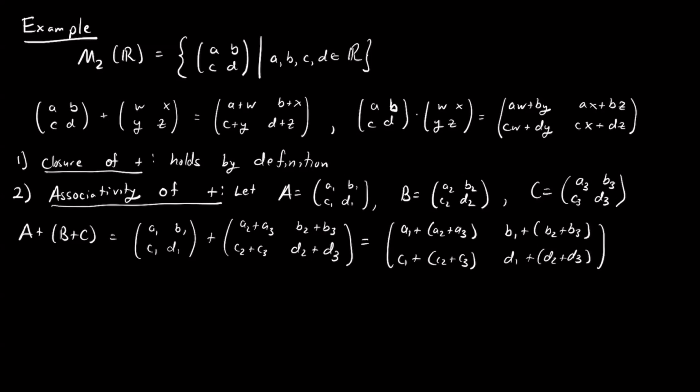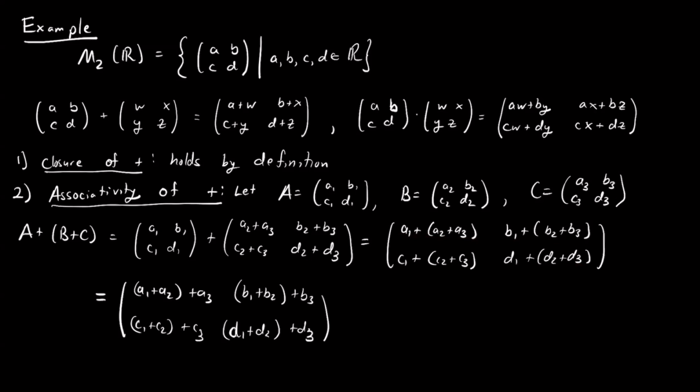I have A1 plus (A2 plus A3). I have B1 plus (B2 plus B3). Okay, well, what do I know? These are real numbers, and I know that the real numbers are associative, so I can move these parentheses. In each one of these entries, I'm going to move the parentheses, using the fact that the real numbers are associative. So now this entry is the same as this entry, and so on and so forth. And once I've used associativity of the reals, I'm now going to pull this apart.